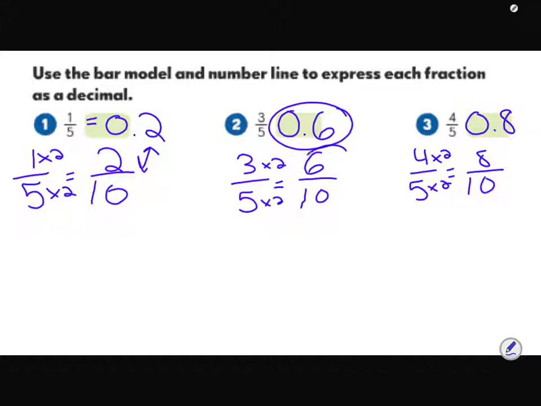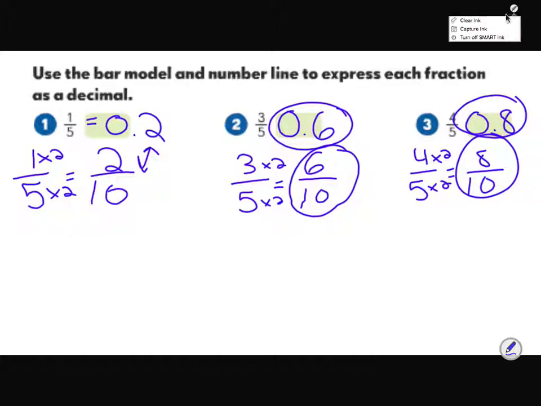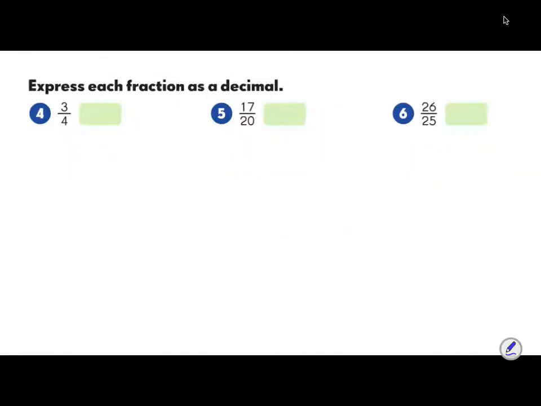Whatever you read should match the fraction. So if you need to whisper, read it out loud to yourself during the test, then that's going to be a strategy that you use. All right, press pause and try these. This says 3/4.